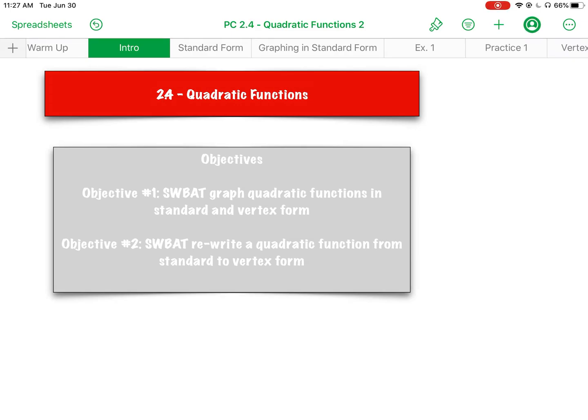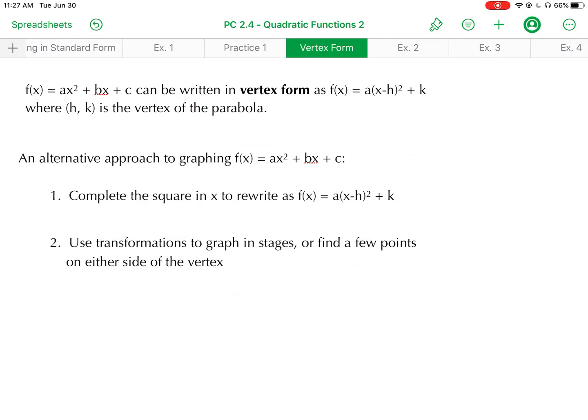This is video number 2 for section 2.4, and now we're focusing on the vertex form of a quadratic function. Okay, so we've already looked at the standard form, f of x equals ax squared plus bx plus c. You could rewrite this in vertex form as the function f of x equals a times the quantity x minus h squared added with k. And the reason this is called vertex form is because the values of h and k give us the vertex of our parabola.